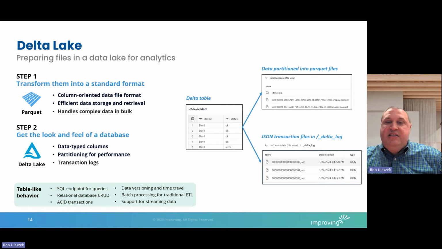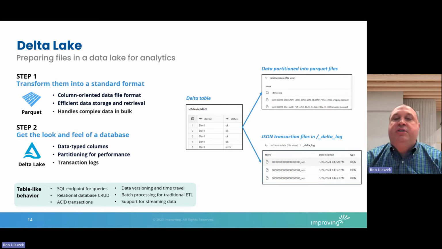Once in our common format, the next step is to find a way to make these look and feel like a database. Delta Lake, developed by the Linux Foundation, does this several ways. It adds the ability to declare data types for columns, partitioning for performance, and most importantly, transaction logs. The result? Delta Lake allows data lake files to behave like typical database tables, so it can easily use them for analytics. With Delta Lake, you get a SQL endpoint for queries, relational database CRUD, ACID transactions, data versioning and time travel, batch processing to enable traditional ETL, and you get support for something traditional databases used to struggle with, streaming data.